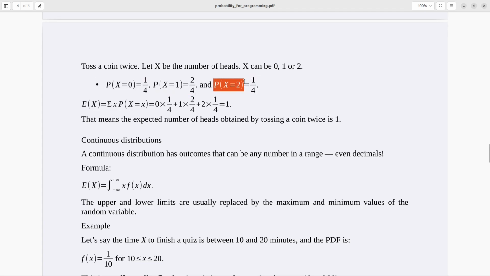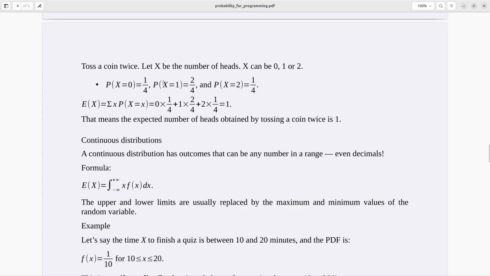And for X equals 2, the probability is just 1 over 4 because I want to have 2 heads from 2 tosses. That means the first toss is a head and the second toss is also a head. And each of the 2 tosses is independent of each other. That means I want to do 1 over 2 times 1 over 2 to get 1 over 4, okay? So the expected value of the number of heads would be just this one, x times P(X = x), added together. So when x is 0, I will have 0 times 1 over 4, which means this probability of X equals 0, plus 1 times the probability of X equals 1, plus 2 times the probability of X equals 2.